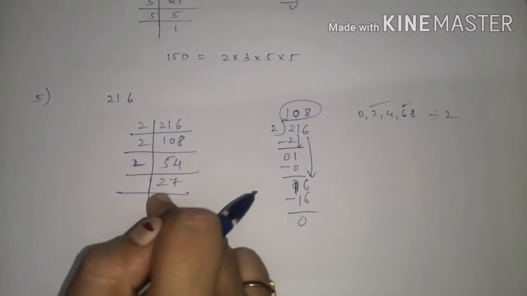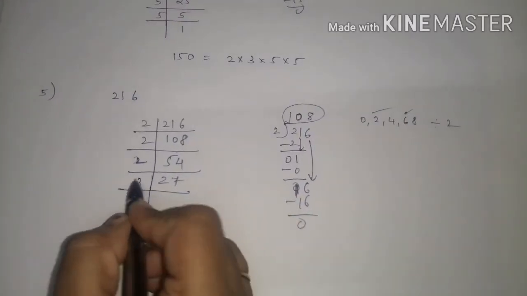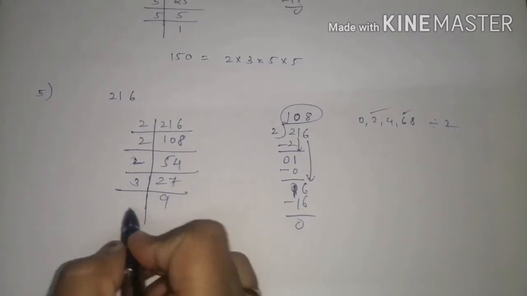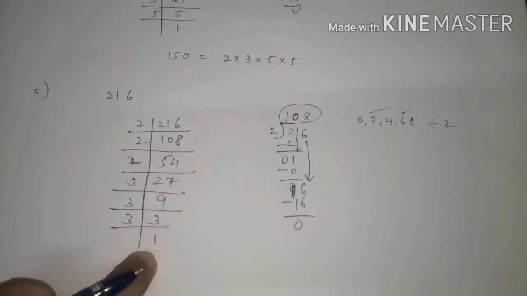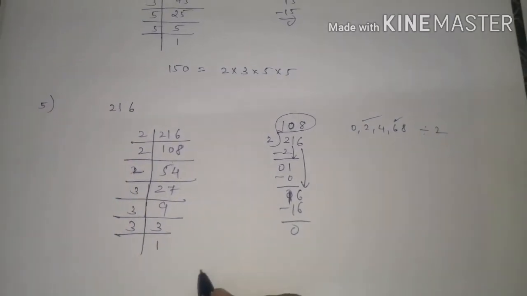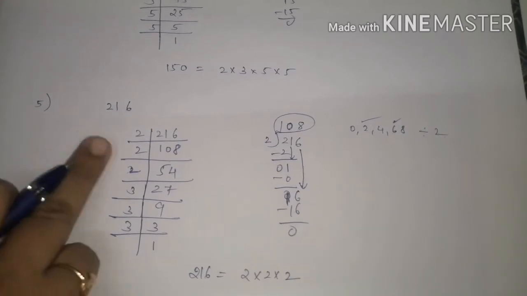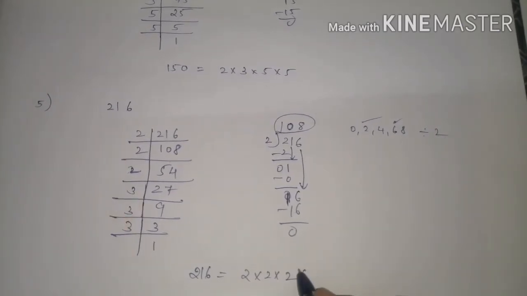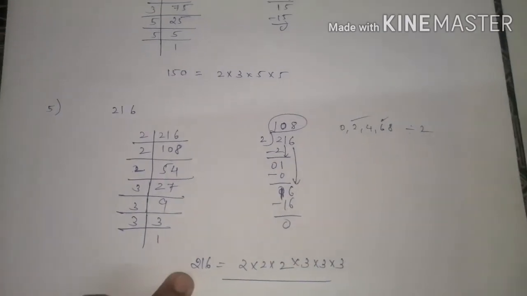Now 27 comes in the table of 3. It doesn't come in the table of 2, and 3 is our prime number. So 3 nines are 27, 3 threes are 9, 3 ones are 3. 1 came here, stop it. So these are all the factors of 216. Factors of 216 are 2 into 2 into 3 into 3 into 3. So these are all the prime factors of 216.